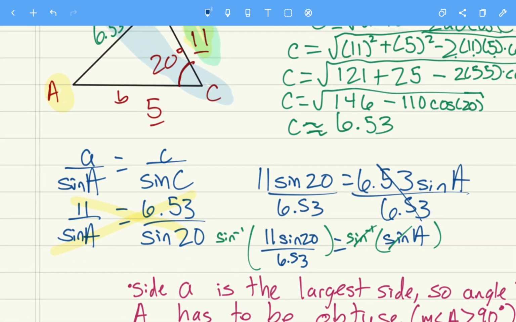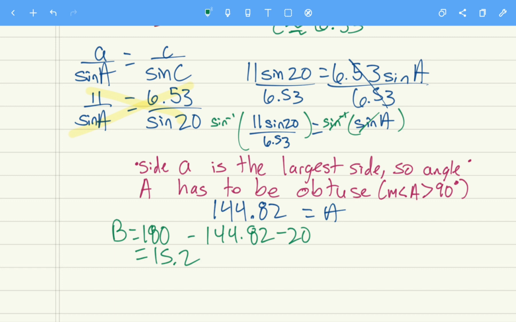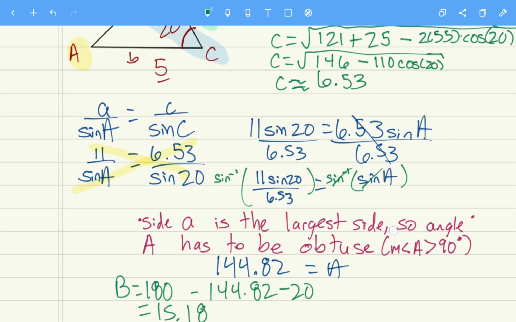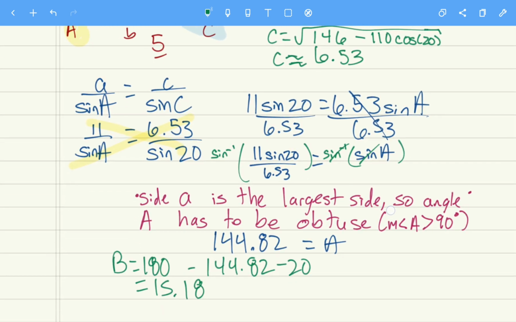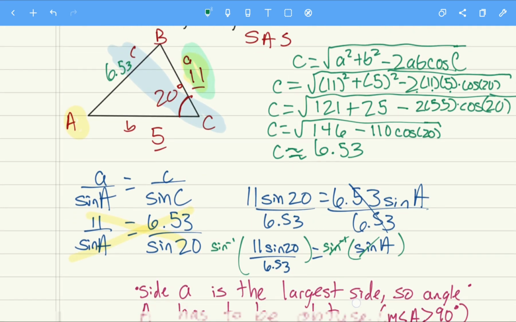And now we have A and C, so we can just subtract from 180 to get B. Okay. And that is that. We have figured out all of our angles. We have fully solved the triangle.